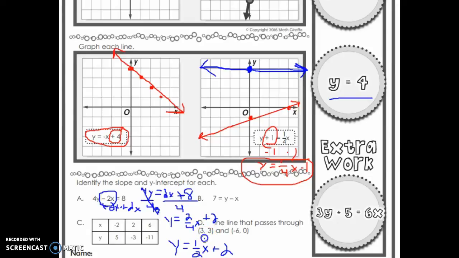This is my slope, 1/2. This, 2, is my y-intercept. Pause this if you need to because I need to erase this so I have room to work.